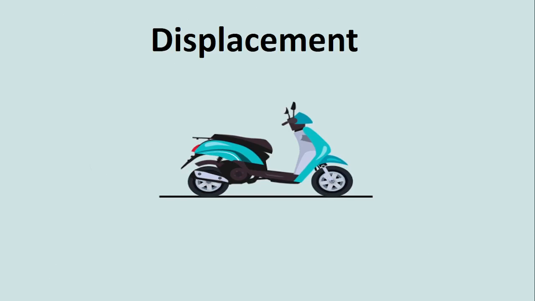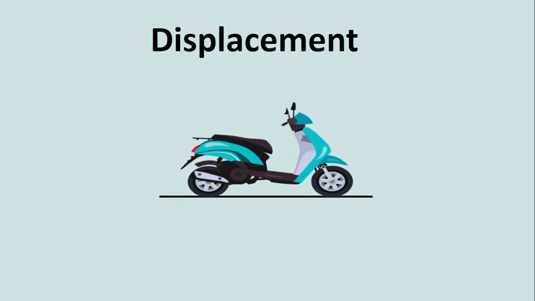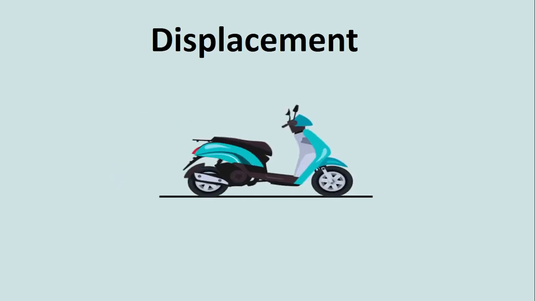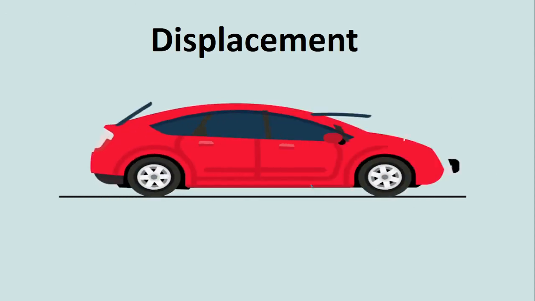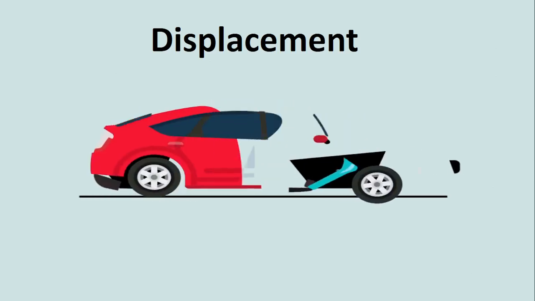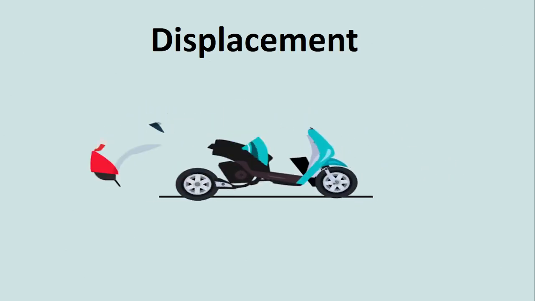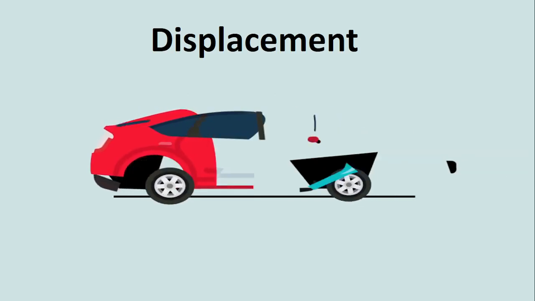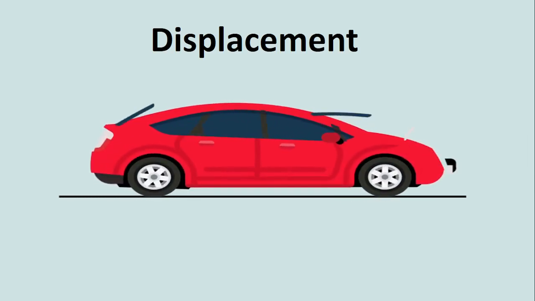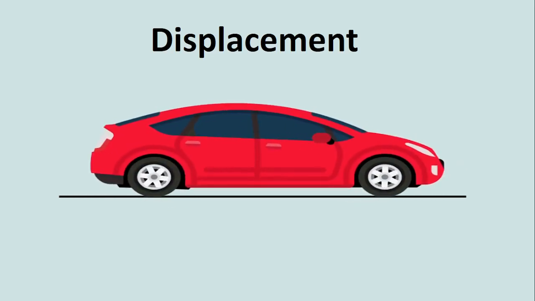So let's quickly look at what displacement is. You need to understand that displacement is a vector quantity. It is a little bit confused with distance, but there is a difference between distance and displacement. Displacement is a vector quantity. That means that it has direction and magnitude. And when you talk of distance, it is a what? It is a scalar quantity.